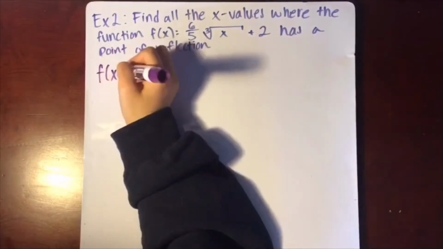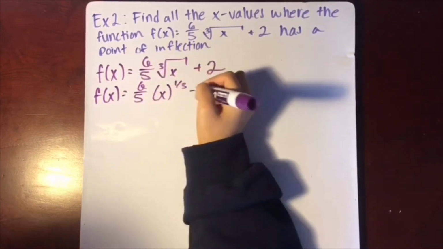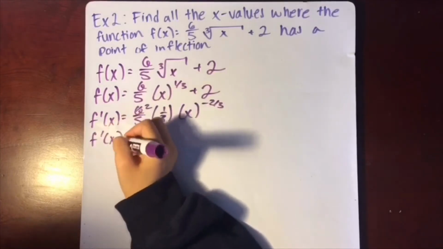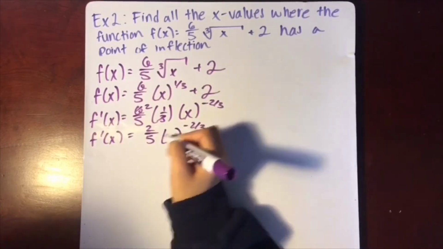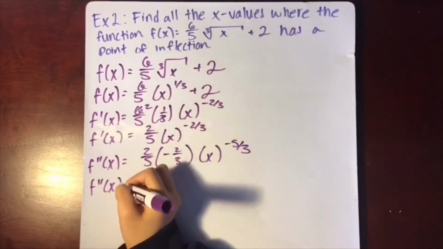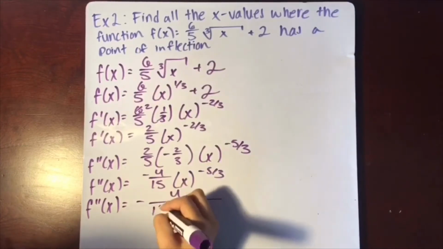In example 2, we are asked to find the x values of the point of inflections for the function f of x is equal to 6 over 5 cube root x plus 2. First, we have to find the second derivative, find the first derivative, then take the derivative of that function to get the second derivative. We find the second derivative is equal to negative 4 over 15 cube root x to the fifth power.